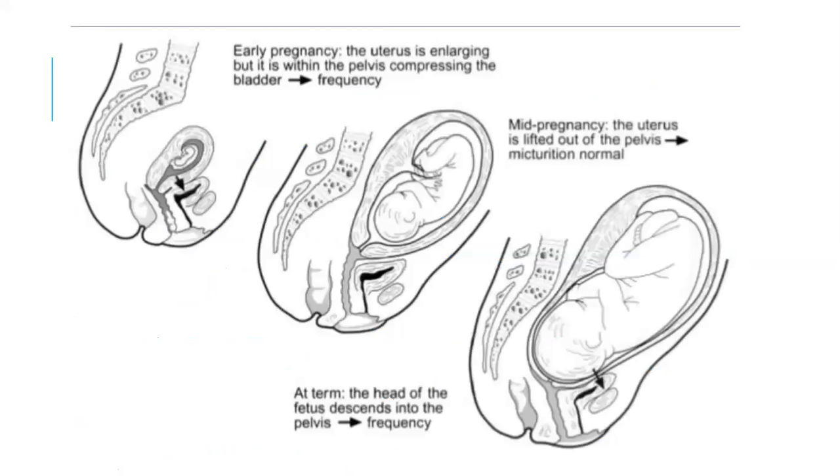In early pregnancy, the uterus is still within the pelvis, compressing the bladder. So there is frequency. It is the growing uterus that causes compression of the bladder. In mid-pregnancy, the uterus is lifted out of the pelvis, so the frequency returns to normal. At term, the fetal head starts descending into the pelvis, again compressing the bladder, which leads to frequency of urination.